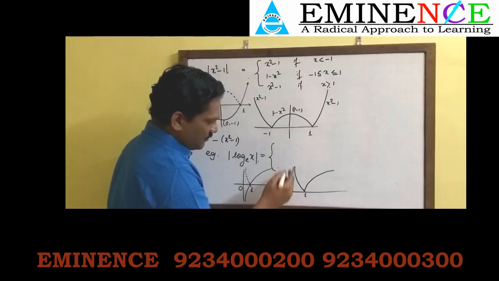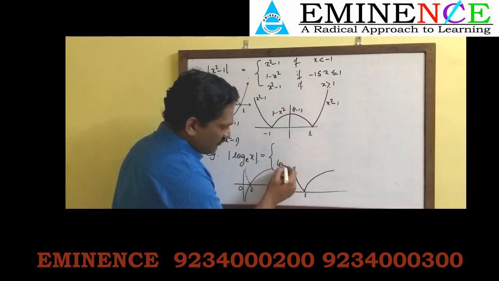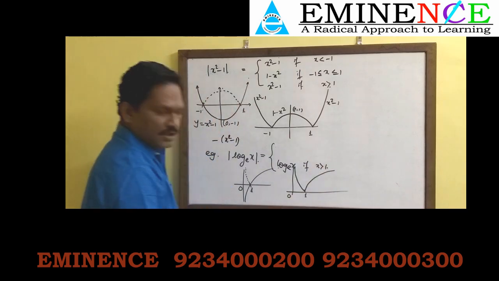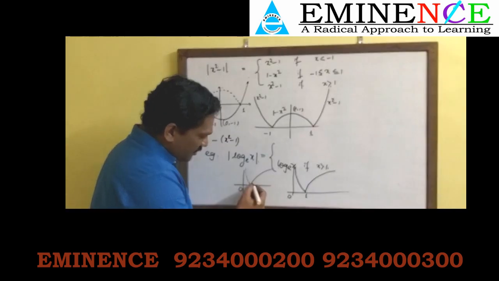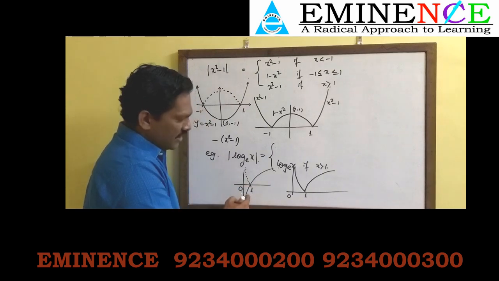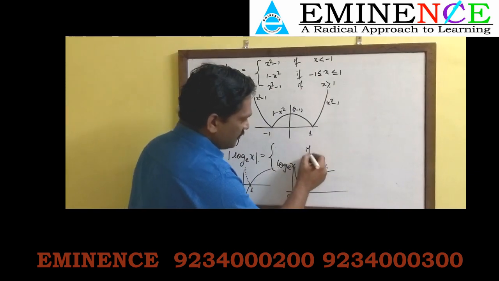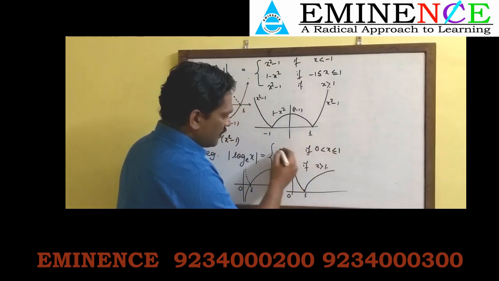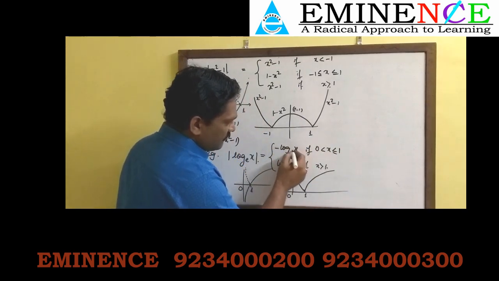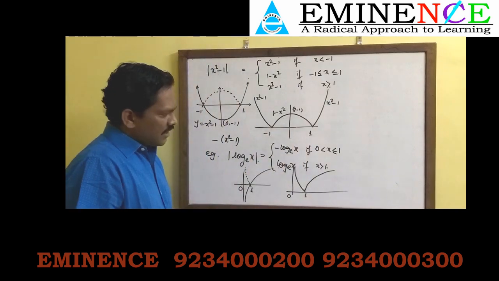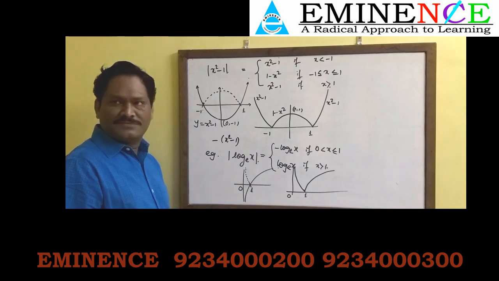So I'll write it is log x if x is greater than 1. Now, which part have I taken the reflection of? The part from 0 to 1 was negative, and I have made this part positive. So if I have made this part positive, I'll say if x lies between 0 and 1, I'll write it as minus log x because the negative part has been made positive. I hope you are able to understand.